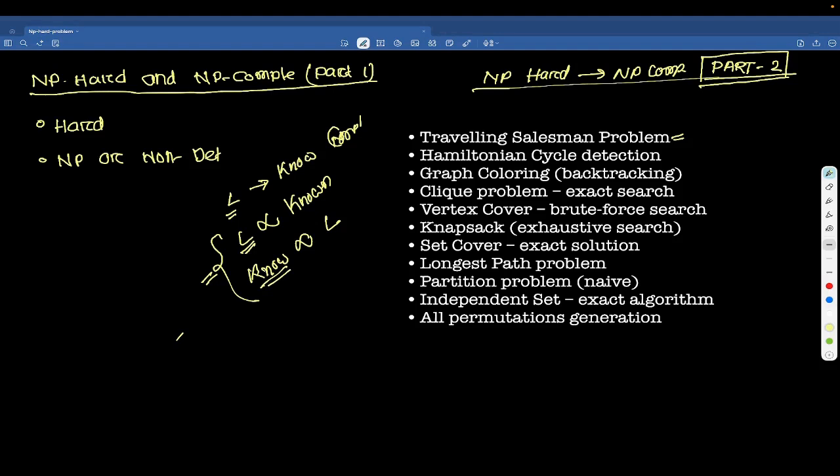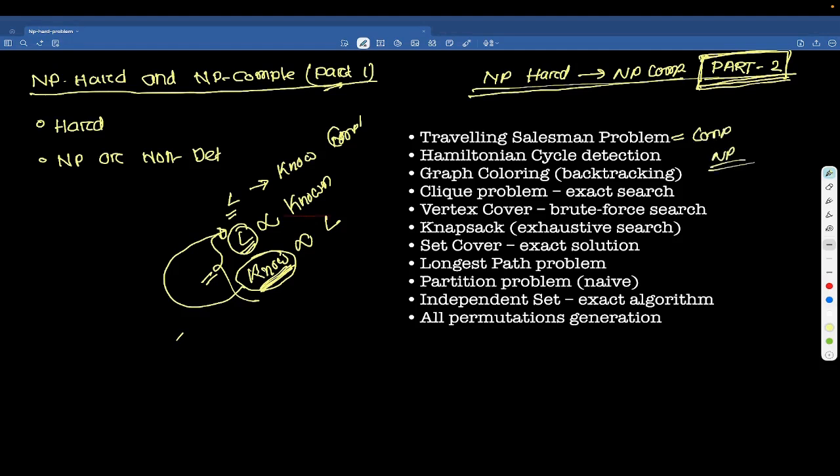Now, if I have a solution of the known problem, then it is considered that the same technique can be used to solve the new problem L. So this is the basic idea of converting an NP hard problem into an NP complete problem. This video is in continuation of part 1, and in this video we will discuss how a complex problem can be converted into an NP hard as well as an NP complete problem.